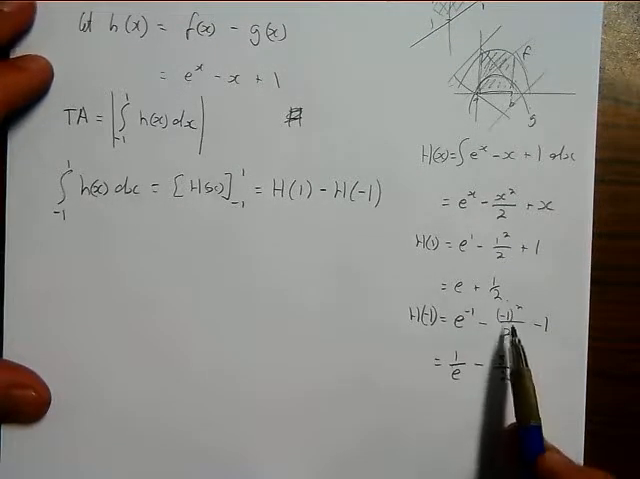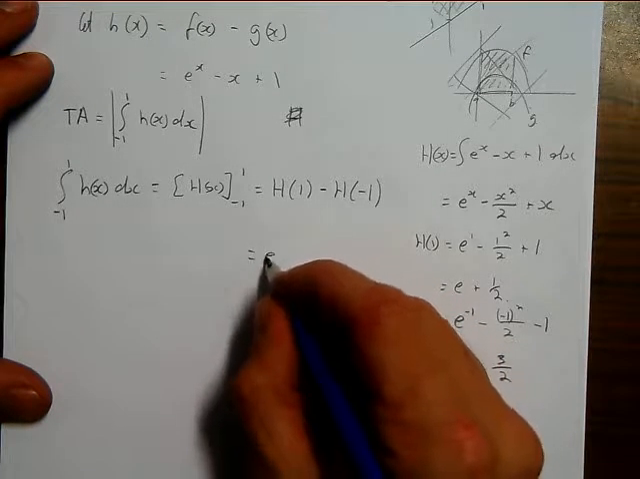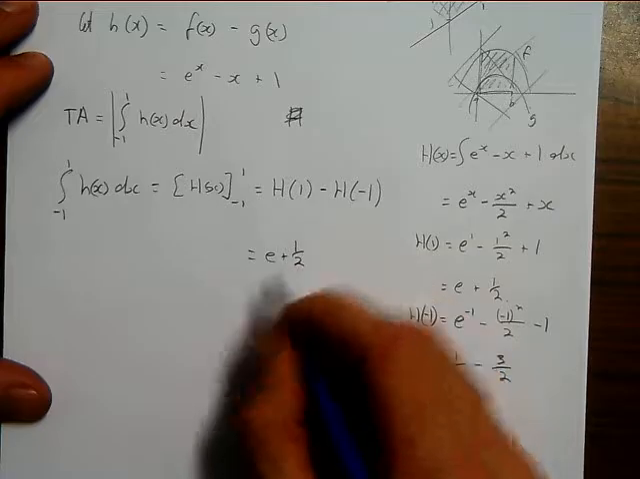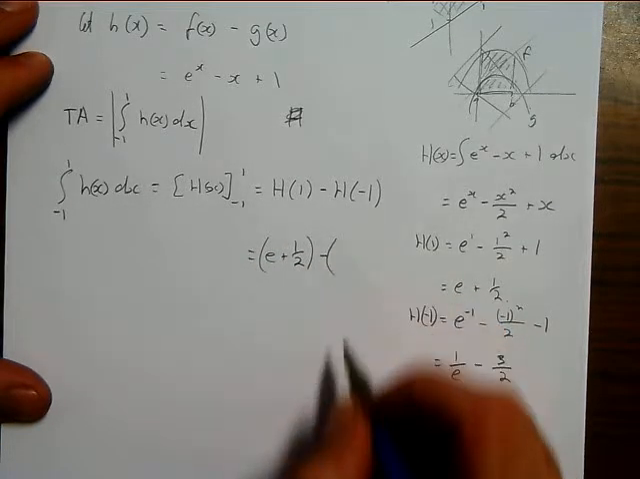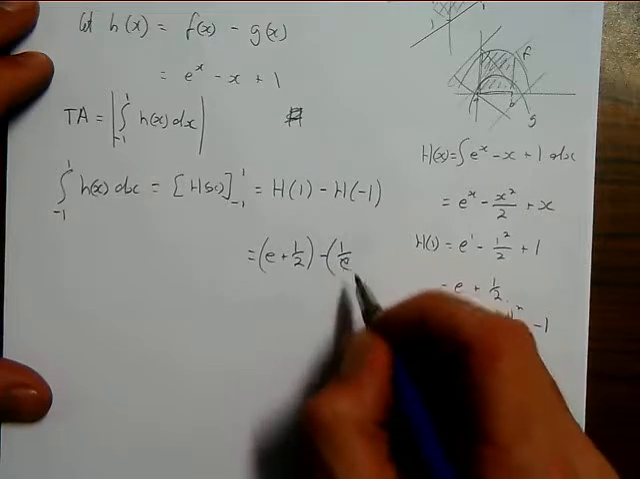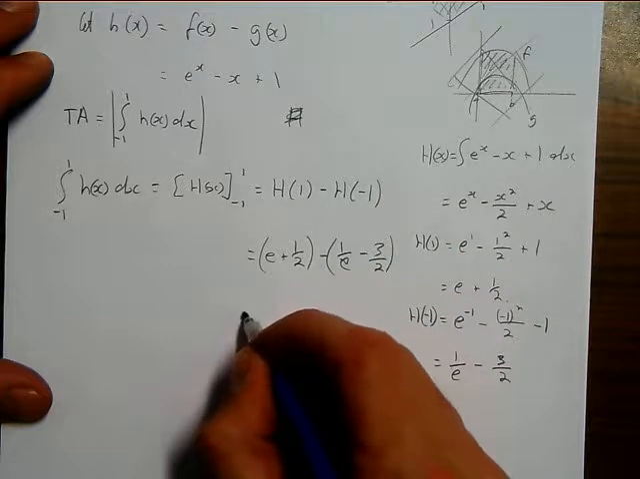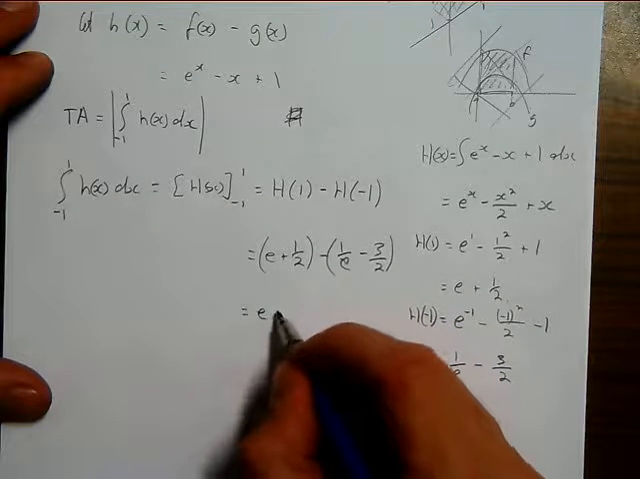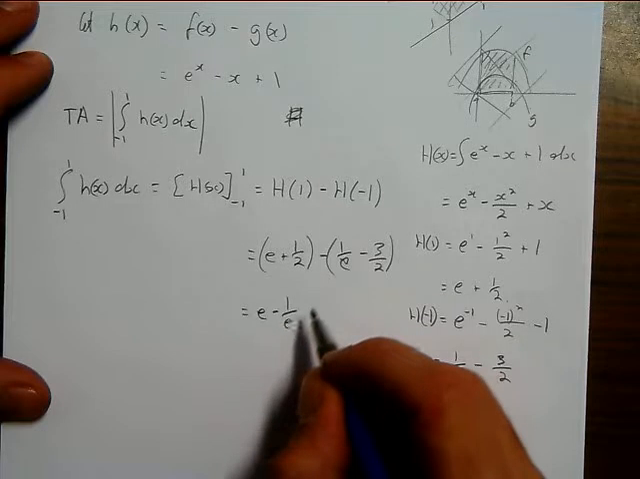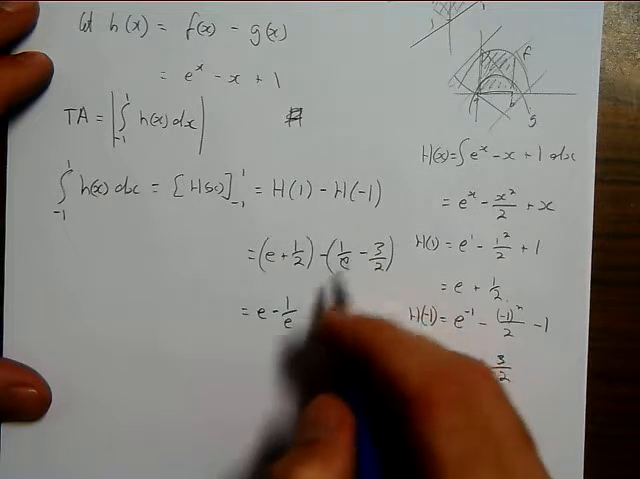So let's combine these all up. We've got H of 1, which is e plus a half, take away 1 on e, take 3 on 2. So it's e take 1 on e plus 2.